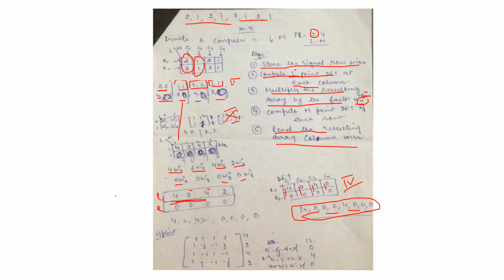Clear. This is the answer of 2 1 2 1 2 1 2 1. It means you have to perform 8 point DFT of sequence 2 1 2 1 2 1 2 1 using divide and conquer approach. Clear. The answer of this is 12 0 0 0 4 0 0 0. Clear. Okay, thank you.